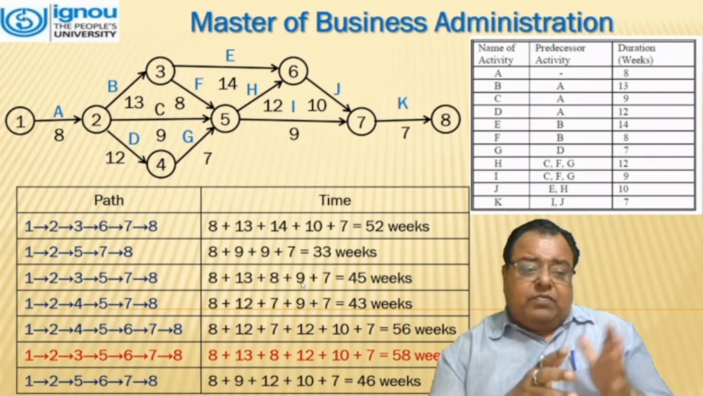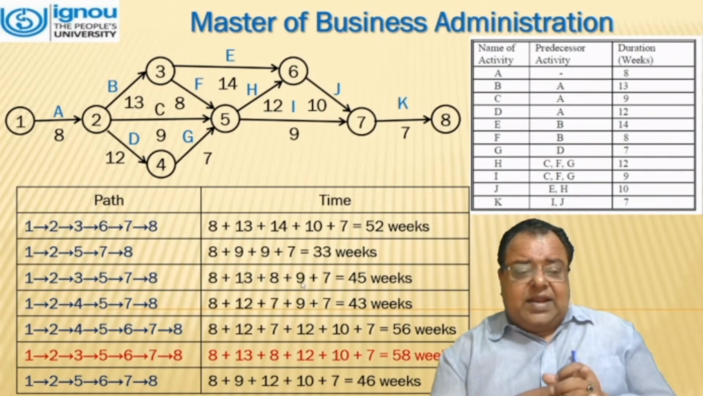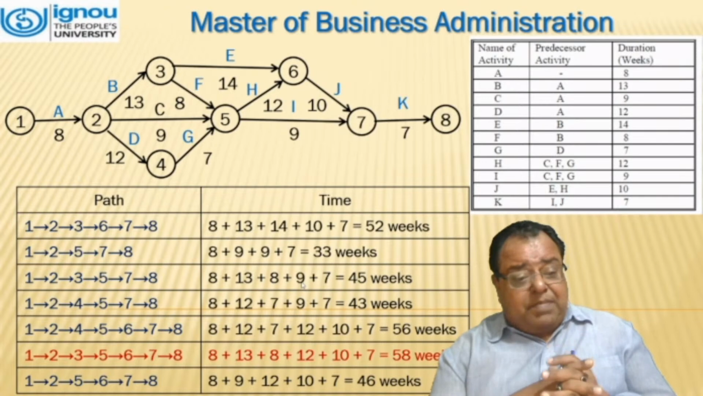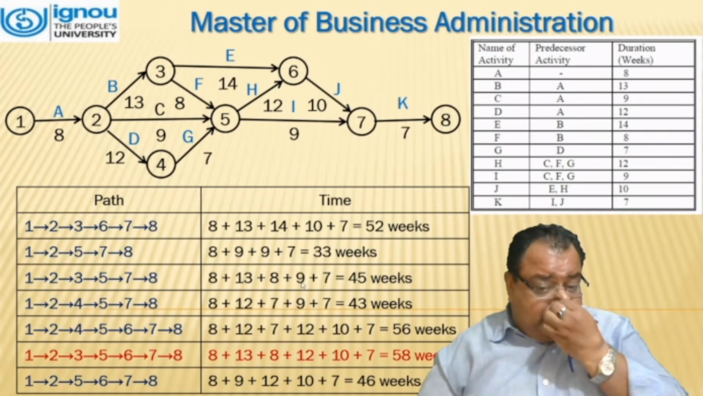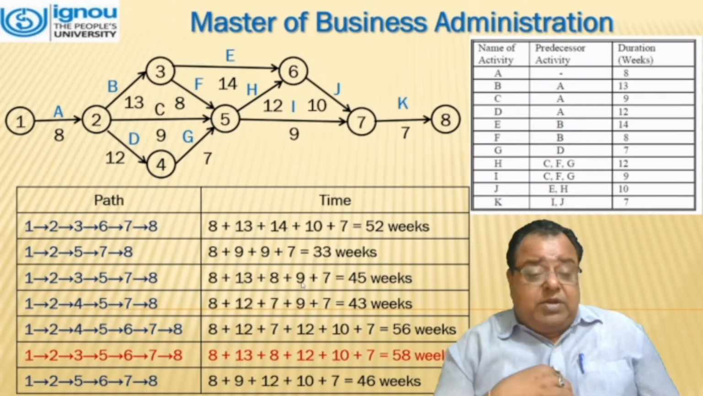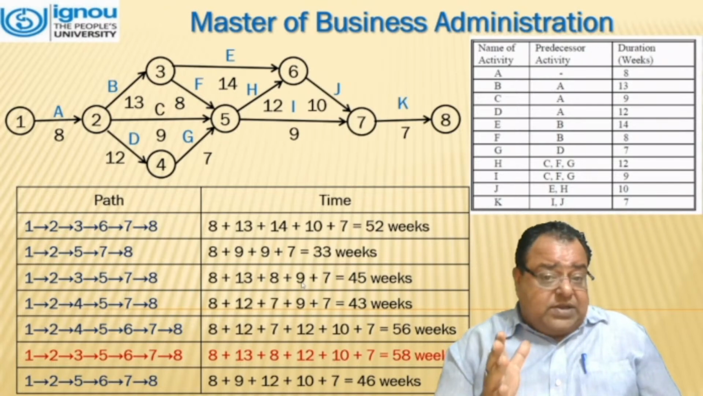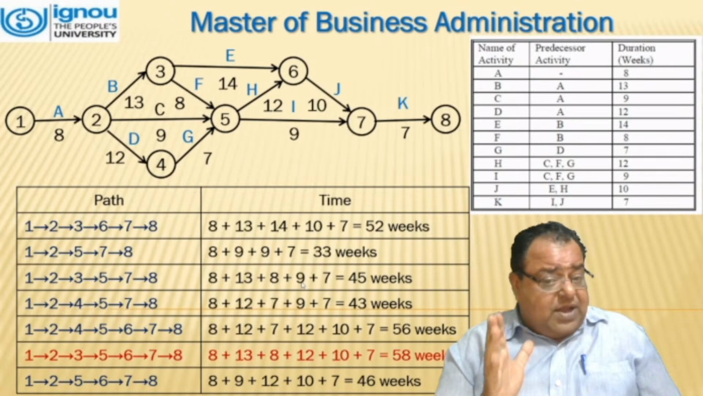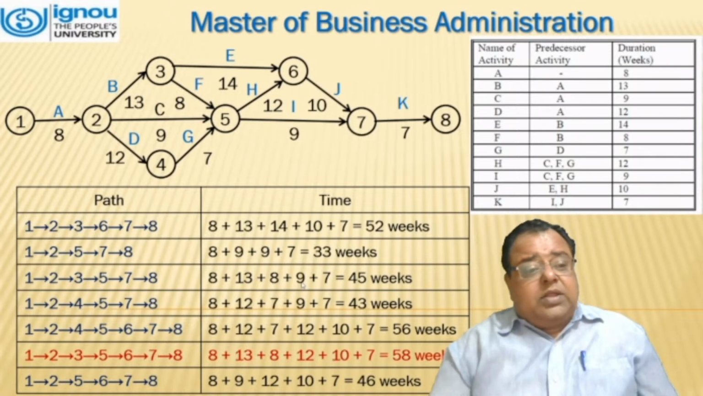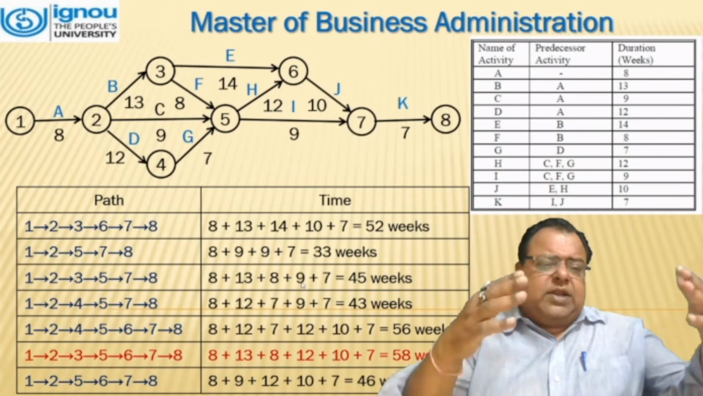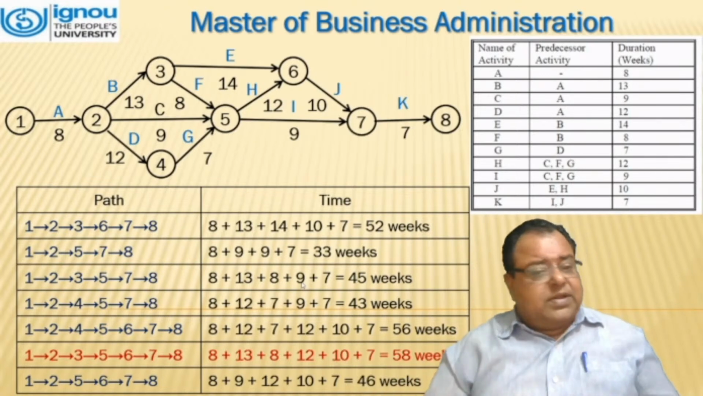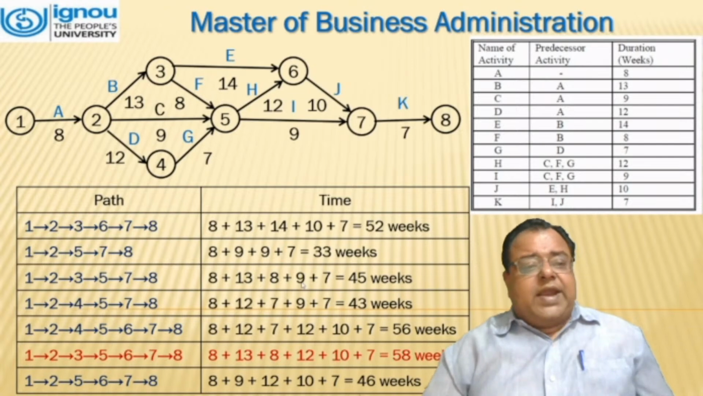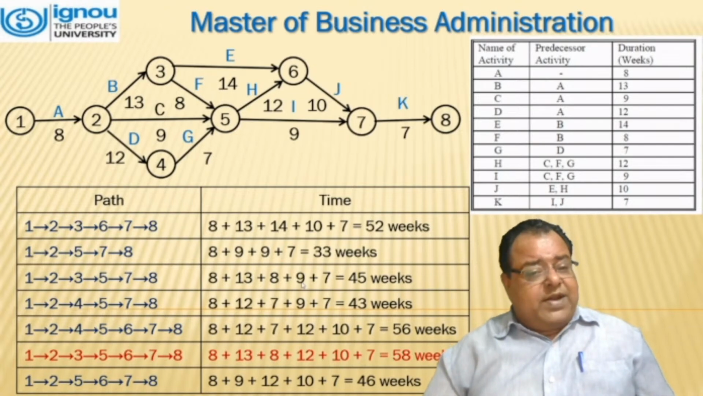Now, we can see there are 7 paths. Which are these paths? From this, we have to calculate the time duration, and we have to consider the maximum time duration of the completion of the project. So first of all, we see that initially at the top, we can see that 1, 2, 3, 6, 7, 8, the simplest one. Second one is 1, 2, 5, 7, 8.